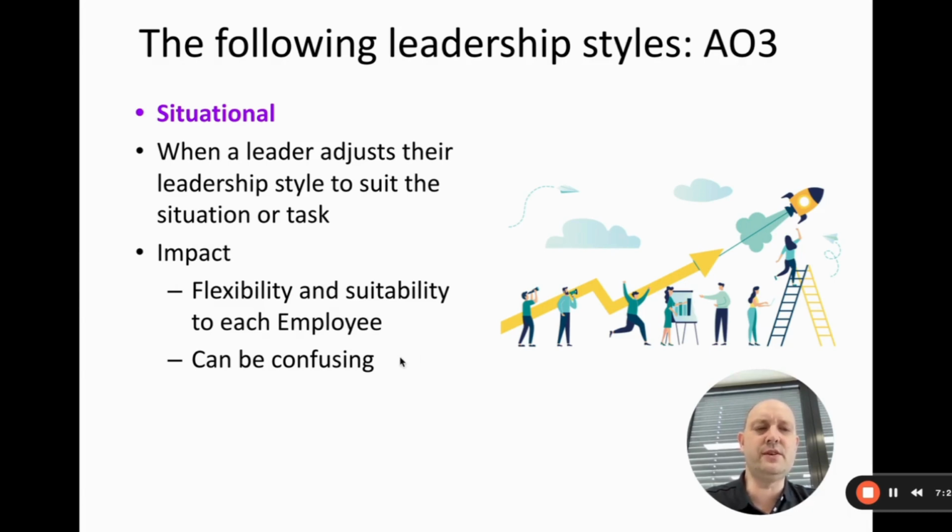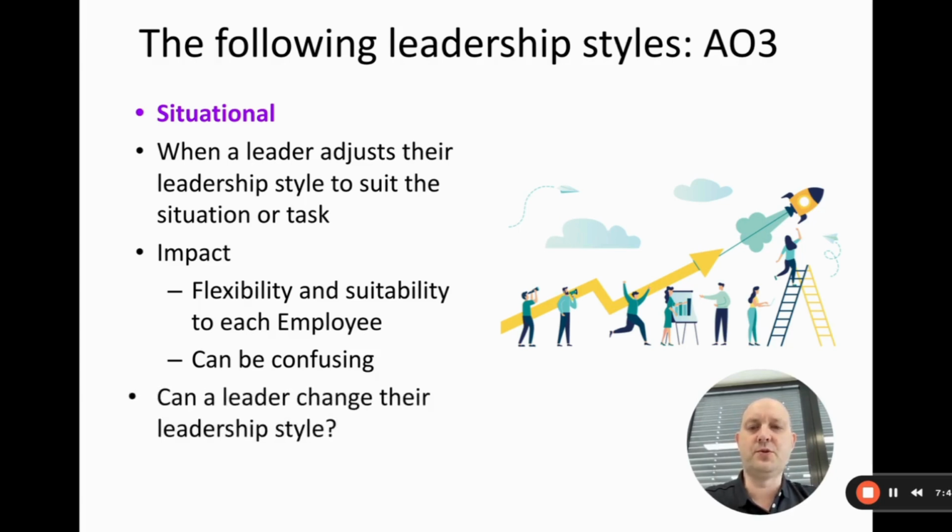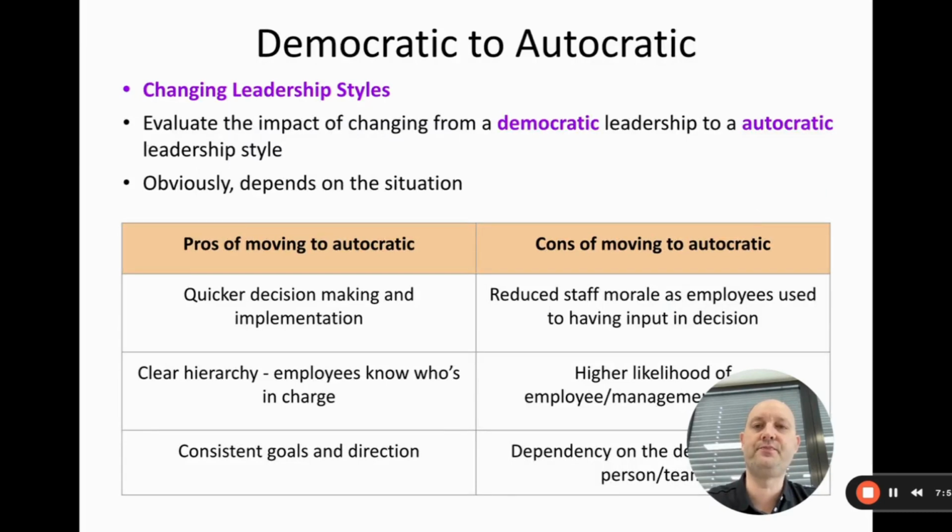But it can be confusing for employees because if one day your manager is using an autocratic style, then maybe you get used to that. And then the next time they're using laissez-faire, it can be confusing and it might be difficult to know how to operate under those situations. And also, can a leader actually change their leadership style? There's been research done, and it's questionable whether leaders can actually change their leadership style. So that's one of the downsides of situational.